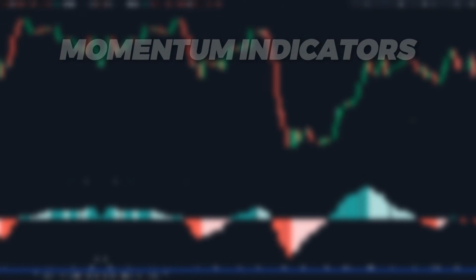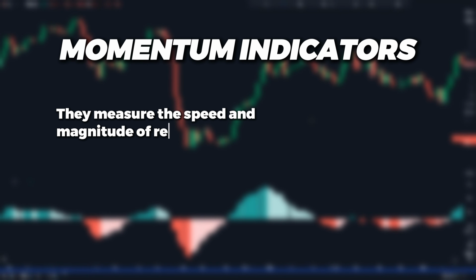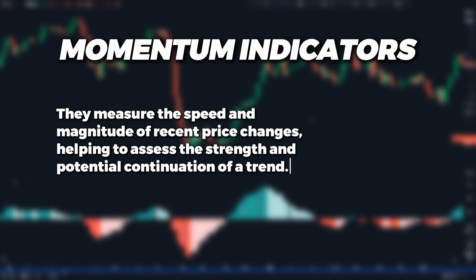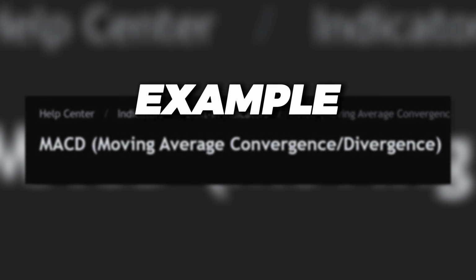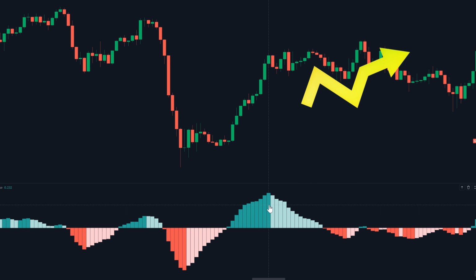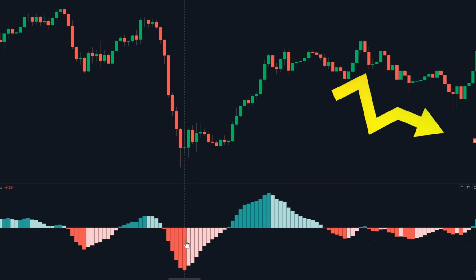Momentum indicators. They measure the speed and magnitude of recent price changes, helping to assess the strength and potential continuation of a trend. Example, the MACD indicator. Green histogram bars indicate bullish momentum, red histogram bars indicate bearish momentum.